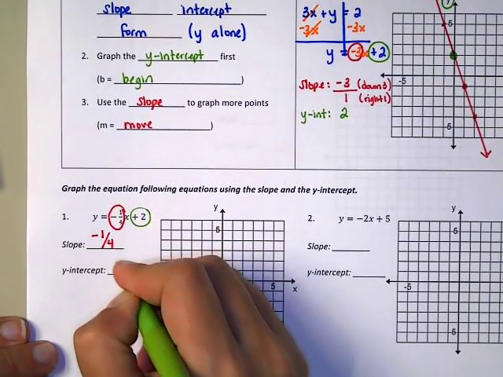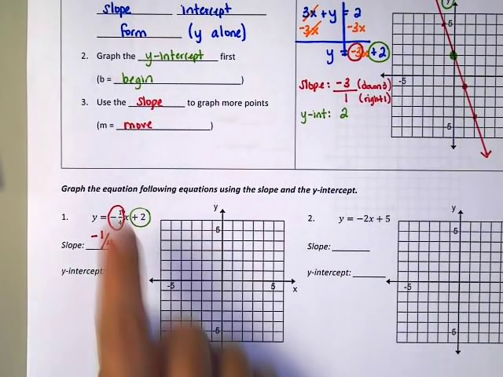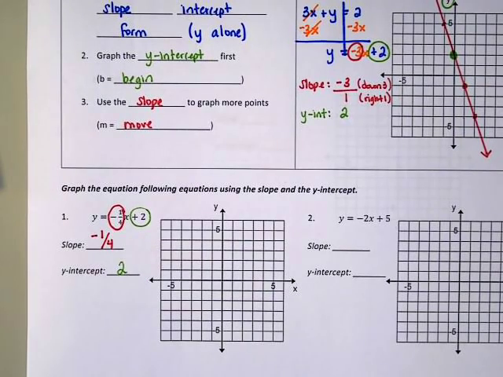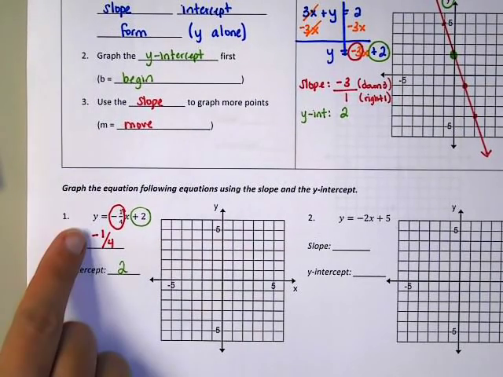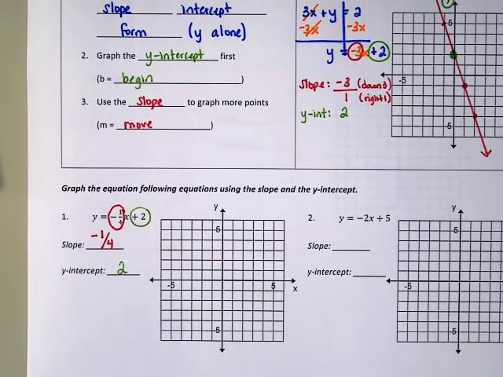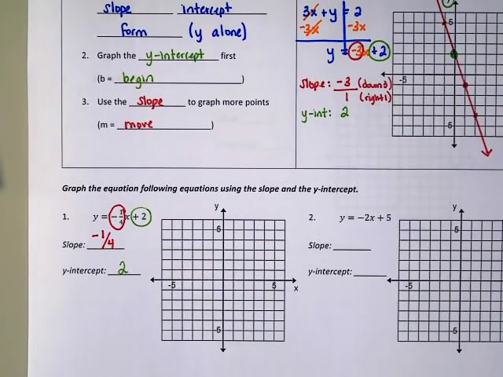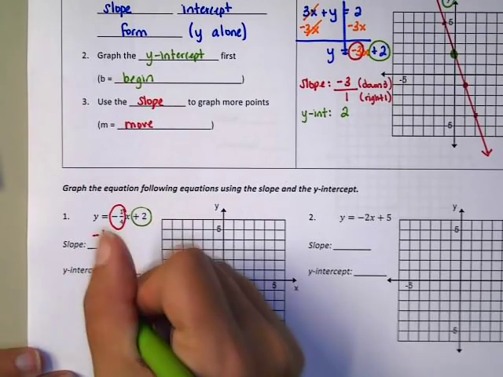A lot of students ask, do I put the negative on the top or on the bottom? I would say I would always put it with the top number, but you cannot put it with both numbers. I cannot make the 1 negative and the 4. Just the top number becomes negative. Now the y-intercept tells me where to begin.